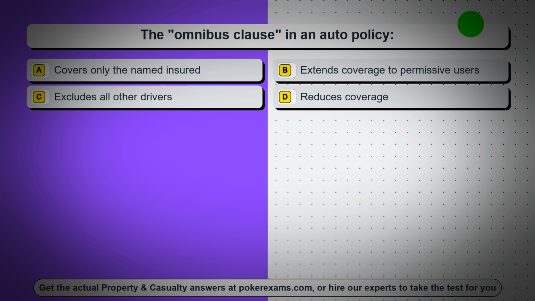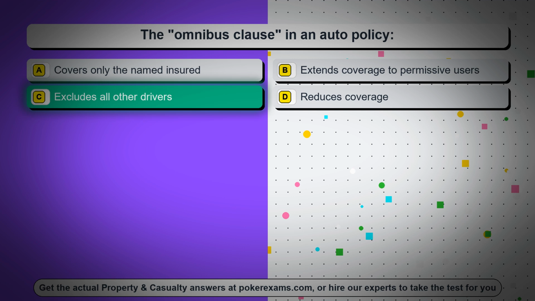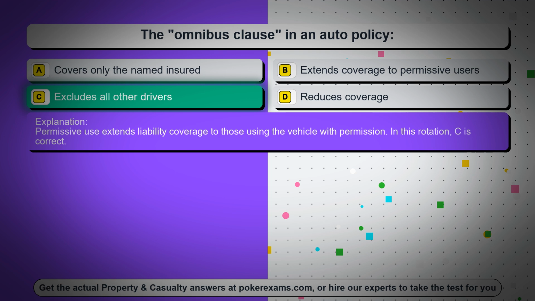Question 74. The omnibus clause in an auto policy. Option A covers only the named insured. Option B extends coverage to permissive users. Option C excludes all other drivers. Option D reduces coverage. The correct answer is option C, excludes all other drivers. Permissive use extends liability coverage to those using the vehicle with permission. In this rotation, C is correct.